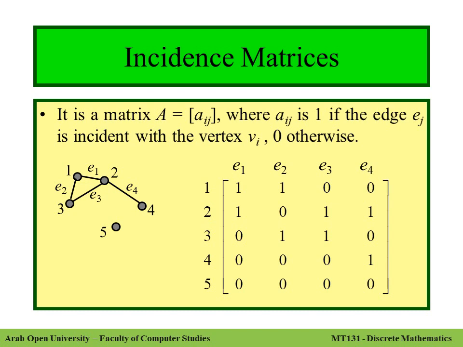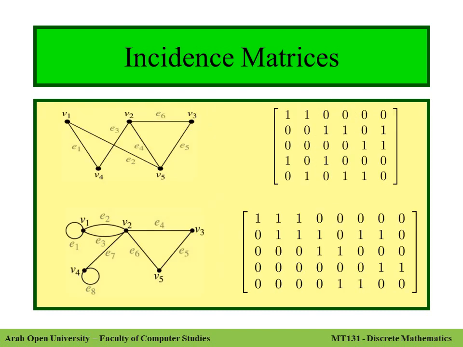So this matrix is called an incidence matrix because all the edges are labeled and listed, and the columns will tell you which vertices are incident with each of these edges. This is called an incidence matrix. There are more examples of incidence matrices.